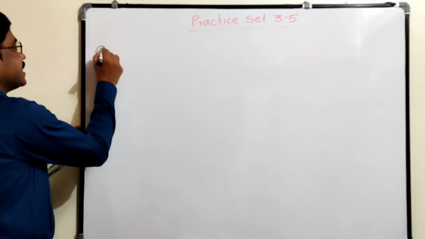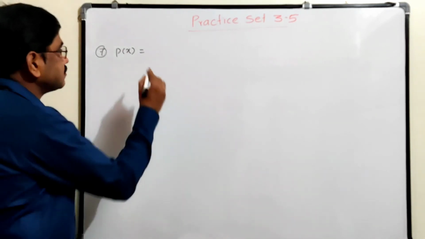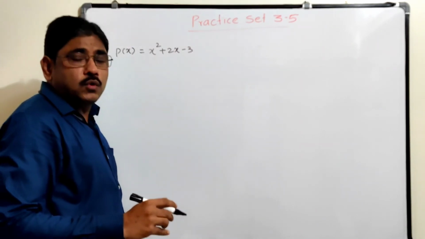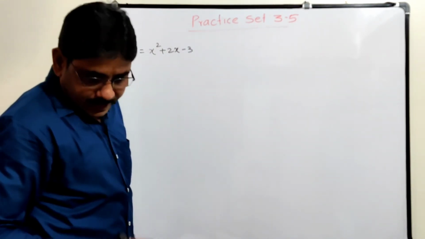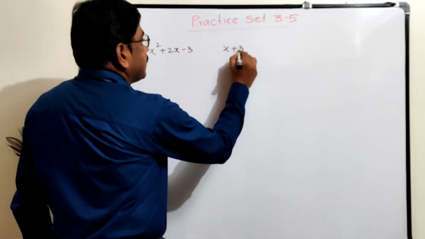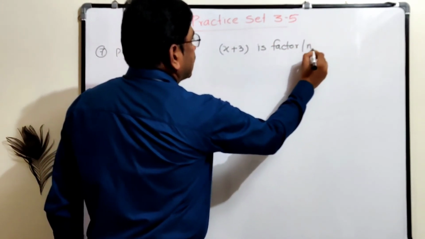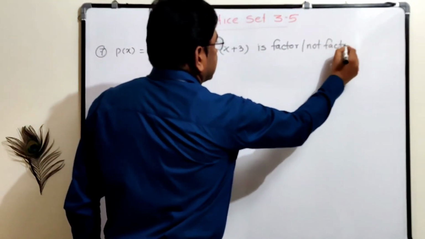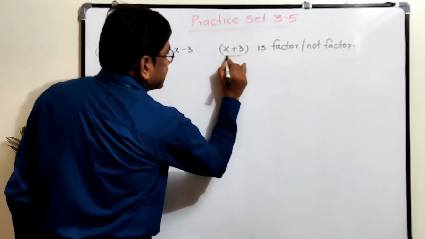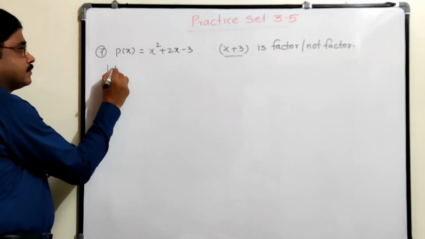Here, seventh sum. The polynomial is given: p(x) is equal to x square plus 2x minus 3. Now what we have to do? We have to check whether x plus 3 is a factor or not a factor of this p(x). We have to check this. So how will we check? For x is equal to minus 3, since x plus 3 is given, find its value for minus 3.